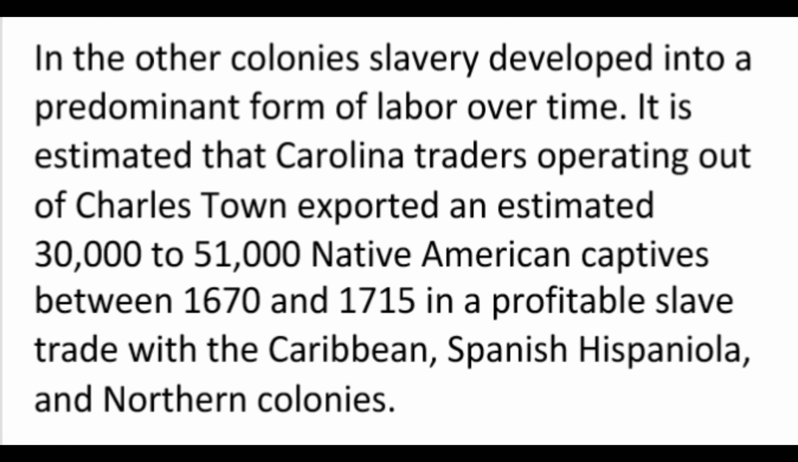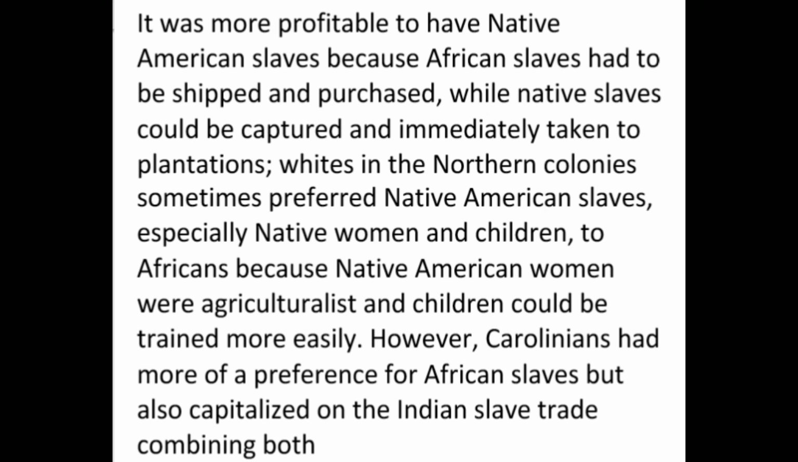In other colonies, slavery developed into a predominant form of labor over time. It is estimated that Carolina traders operating out of Charleston exported an estimated 30,000 to 51,000 Native Americans between 1670 and 1715 in a profitable slave trade with the Caribbeans, Spanish Hispaniola, and northern colonies. So the Carolina was sending out 30,000 to 51,000 Native American slaves through their port. And this is something that a lot of us don't hear about.